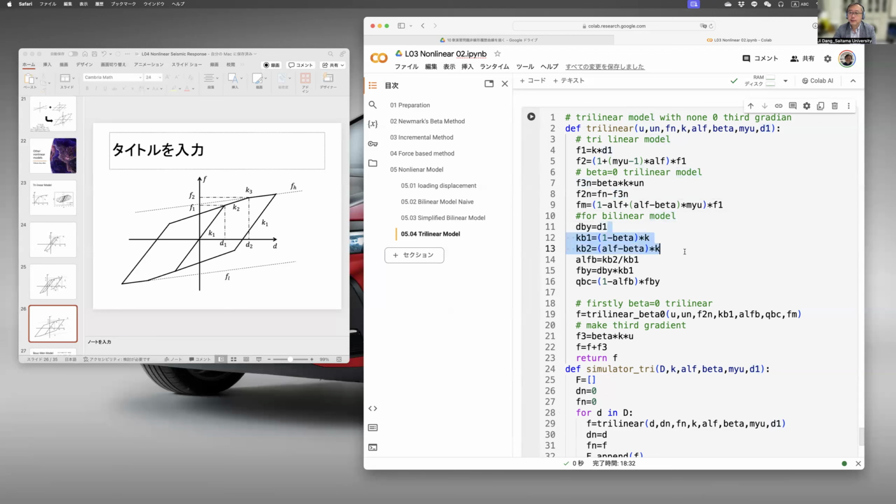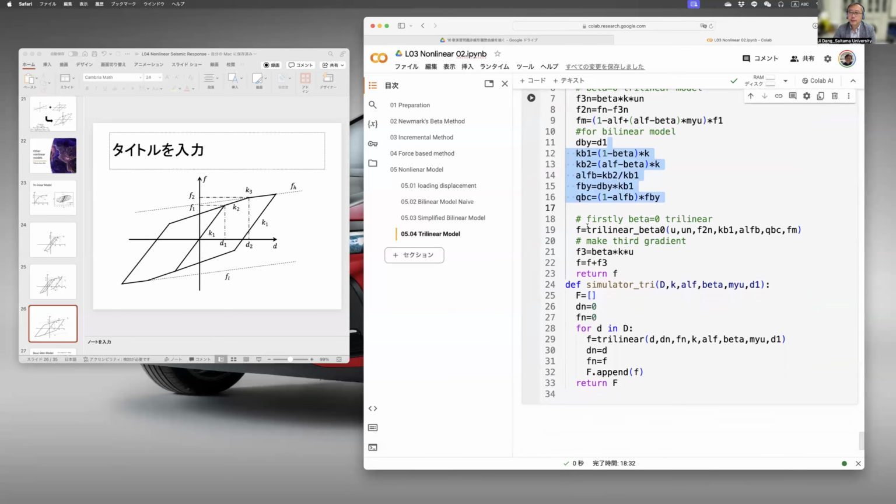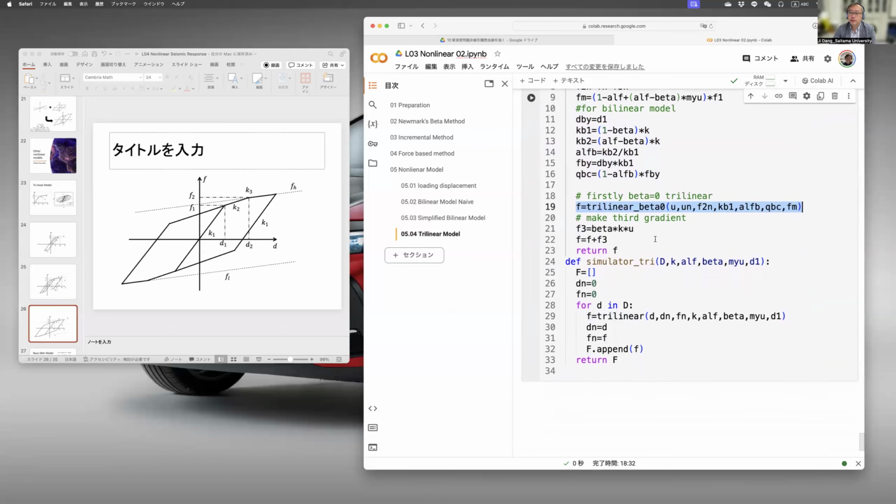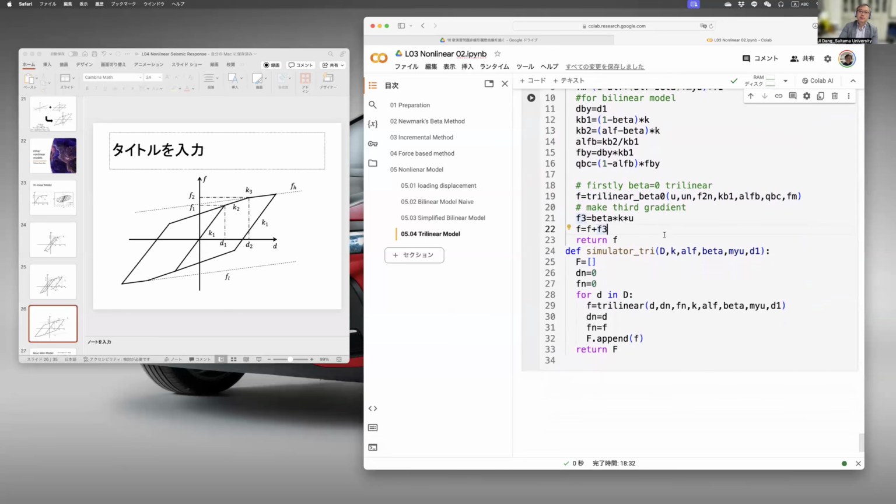Then you calculate for bilinear model, and then you calculate the trilinear model with force 0, and then you can calculate the F3, which is linear gradient here. This beta is K multiple u, then plus them together. So you just return everything back a little bit to here and calculate a bilinear model and calculate a trilinear model with zero third gradient, and then put them back.